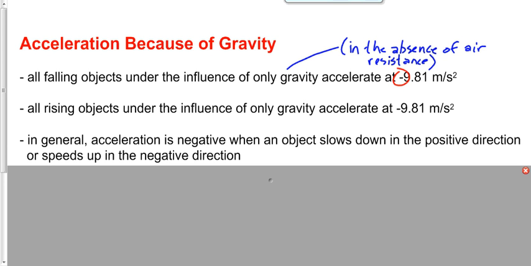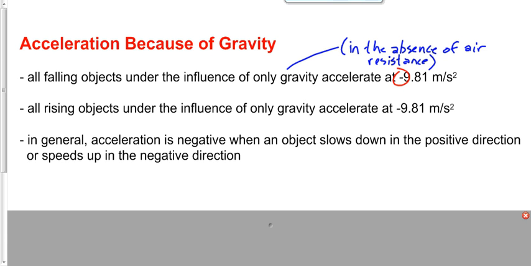All right. So objects in the absence of air resistance, which we'll ignore in all the problems that we do, will fall at negative 9.81, and objects will slow down as they're rising at a rate of negative 9.81 as well. Now, solving these problems becomes a matter of doing whatever you did for all those other acceleration problems, except that now you've got a given automatically built in.